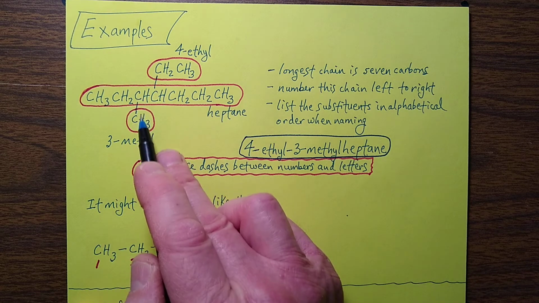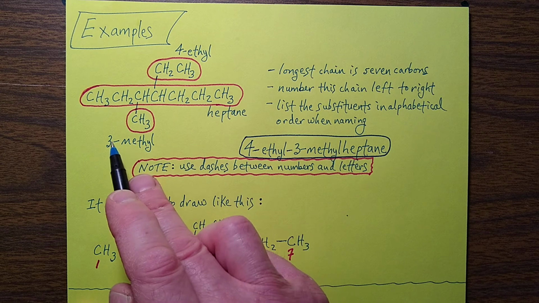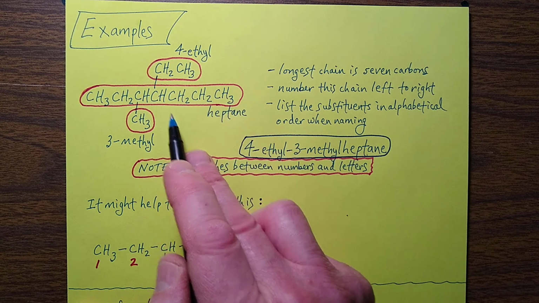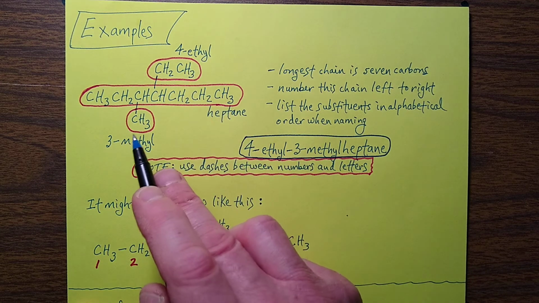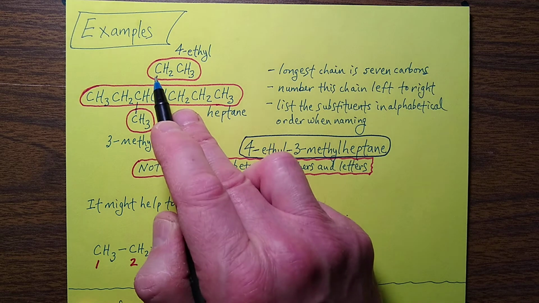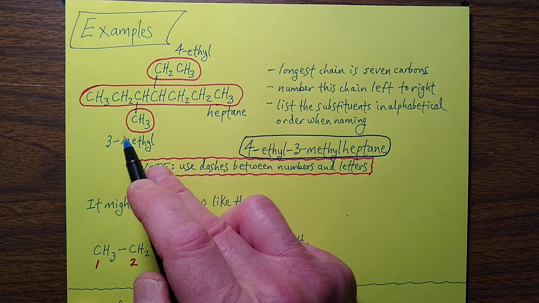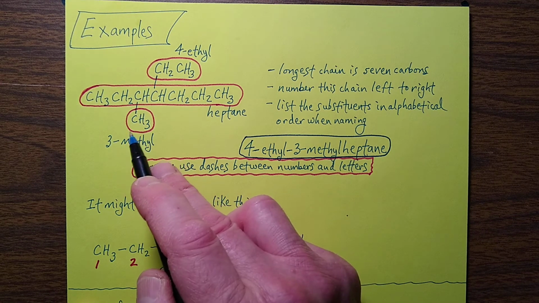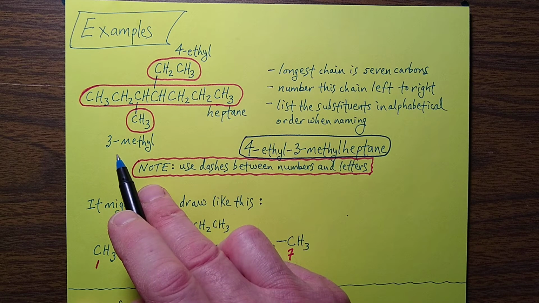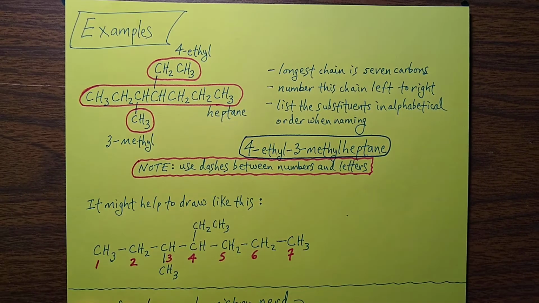1, 2. At the third carbon, there's a methyl group, 3-methyl. At the 4th carbon, there's an ethyl group. So that's a 3 and a 4. Remember that. If I start at this end, I get 1, 2, 3, 4. I get 4-ethyl still, but then the methyl would be a 5, so 4, 5. It's always best to give the substituents the lowest combination of numbers. So 3, 4 is a lower combination of numbers than numbering it this way, which would give me 4, 5.